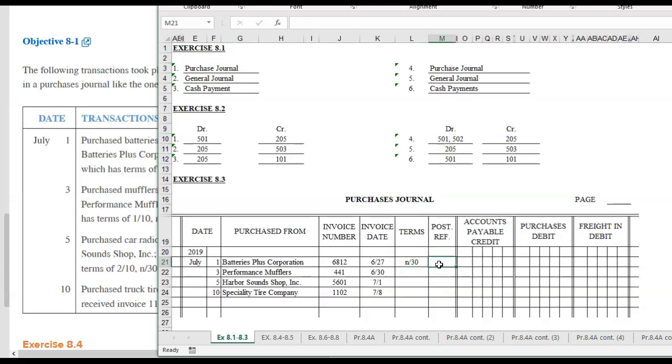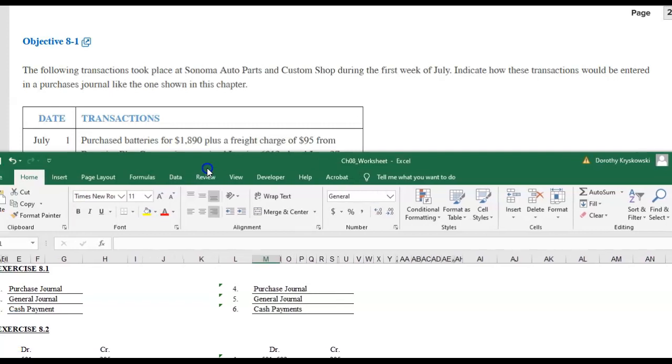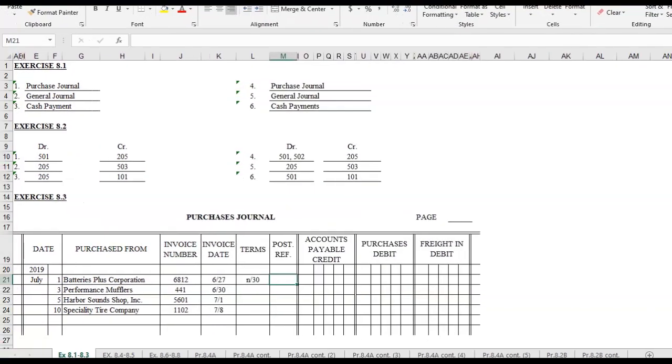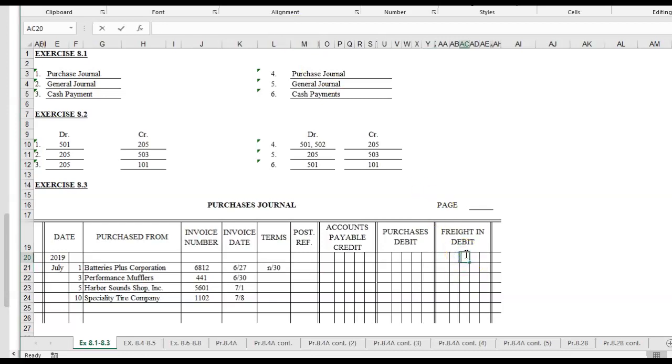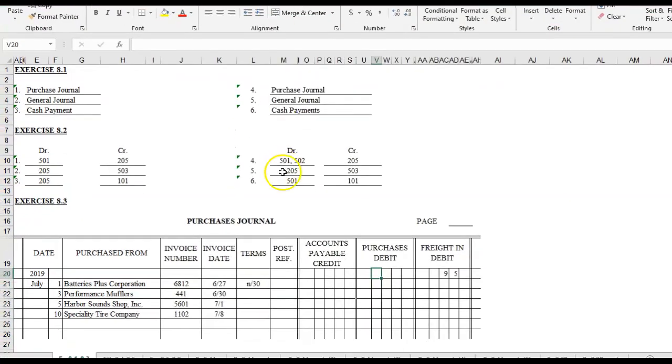Okay, that's after we post to the journal. That's when we add the post reference number. So what's the total amount here for accounts payable and purchases? Purchase batteries for $18.90 plus $95. So we know the freight is $95, and we know that the purchase itself is $18.90. That's 1,890 for a total here of $19.85. Oh, got it on the wrong line. Great.